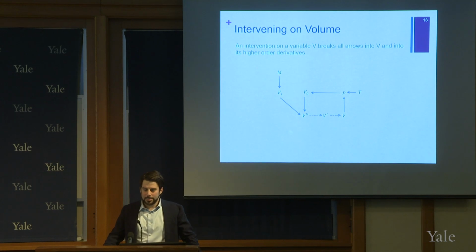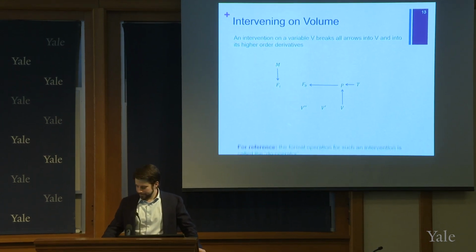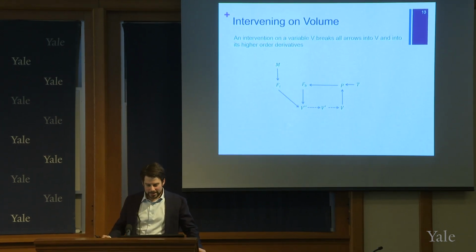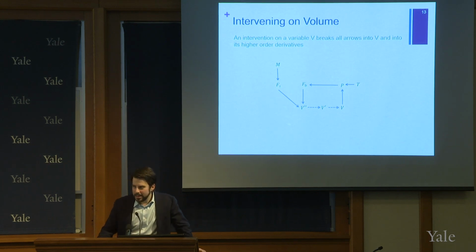So that's just the do operator. The only surprise here is that when you intervene on a variable with derivatives in the model, you also intervene on its higher order derivatives. So the thought is something like, you can't intervene on the position of an object without also setting its velocity and acceleration to 0. Okay, so when we do that, we get a different model.